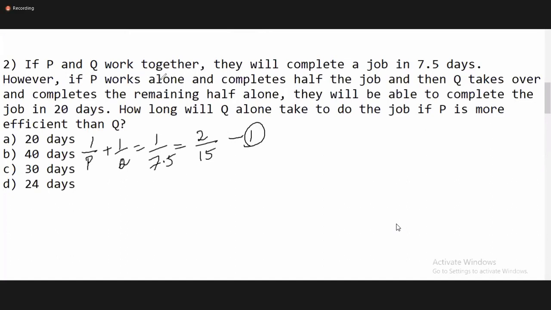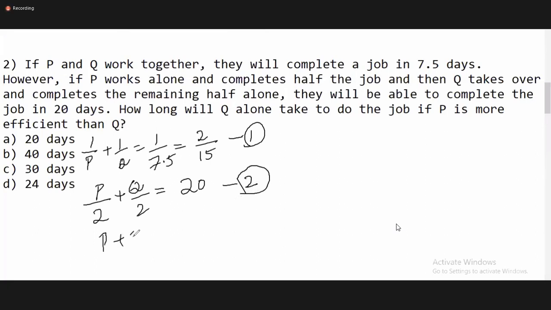What happened next? If P works alone, completes half of the job, and Q takes over and completes the remaining half of the job, that is nothing but P by 2 plus Q by 2. So half of the work will be 1 by 2 of P plus half of the work 1 by 2 of Q. If they are doing like this, they are completing it in how many days? 20 days. So half work of P and half work of Q. You can take this as your second equation.